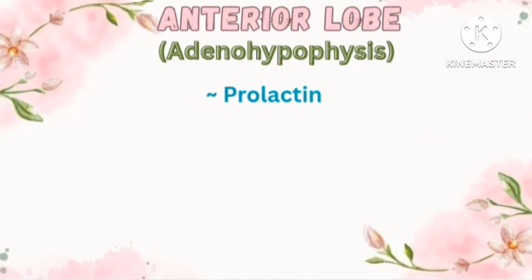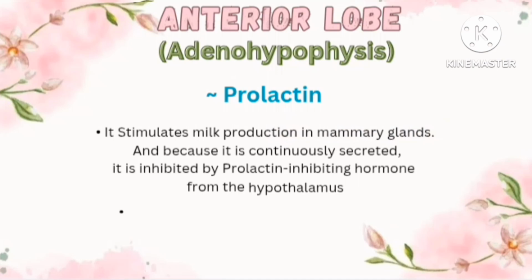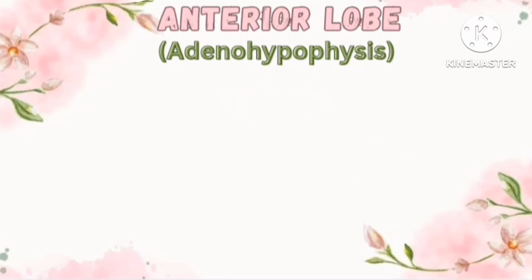Then comes the prolactin hormone. It stimulates milk production in mammary glands. And because it is continuously secreted, it is inhibited by prolactin inhibiting hormone from the hypothalamus. It also acts synergistically with LH to help maintain the corpus luteum.